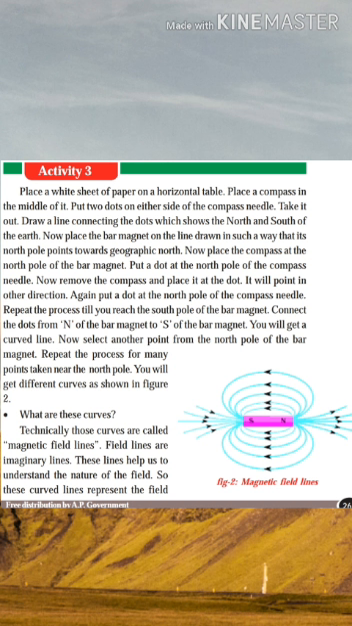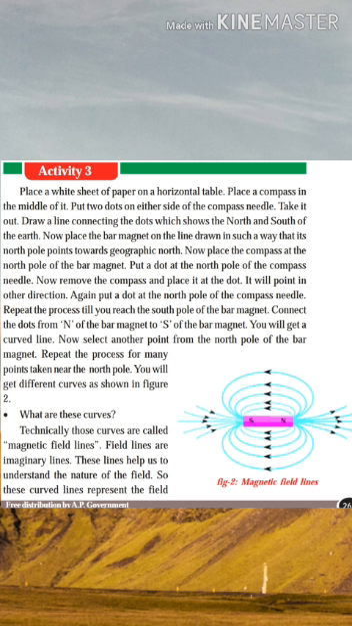Now place the bar magnet on the line drawn in such a way that the north pole points towards geographic north. Now place the compass near the north pole of the bar magnet. Put a dot at the north pole of the compass needle. Now remove the compass and place it at the dot. It will point in the other direction. Again put a dot at the north pole of the compass needle. Repeat the process till you reach the south pole of the bar magnet.